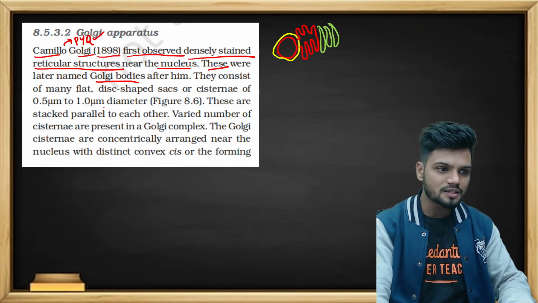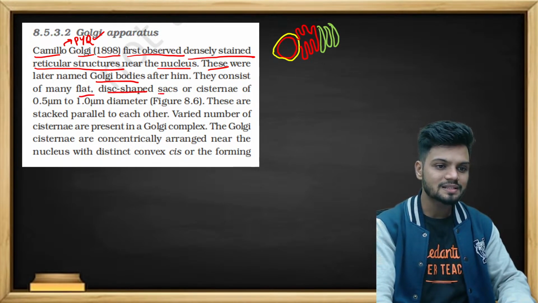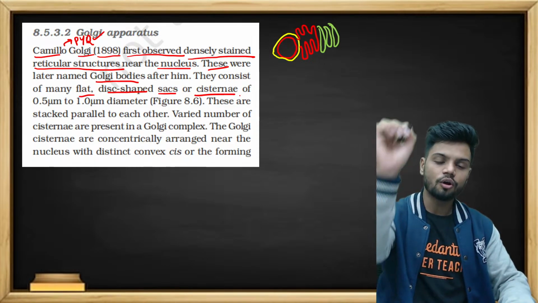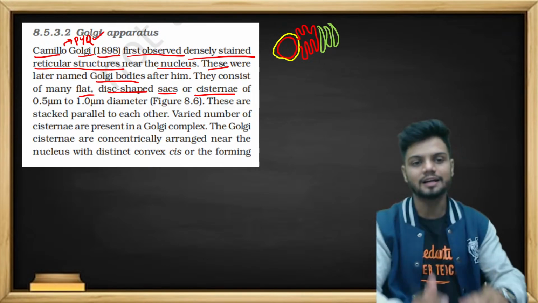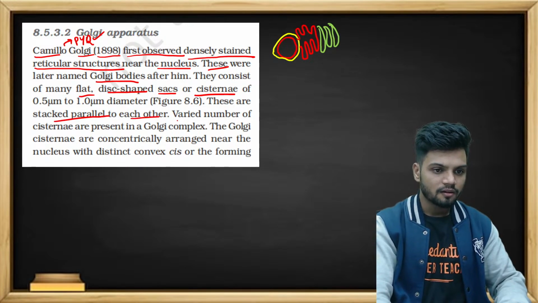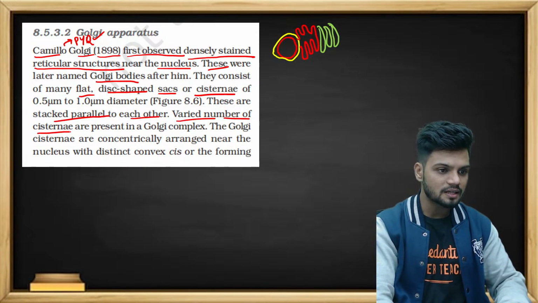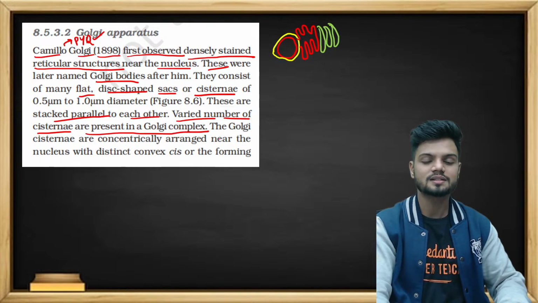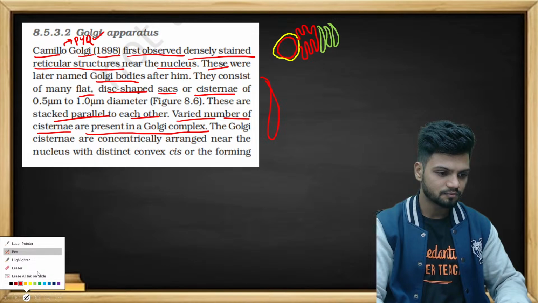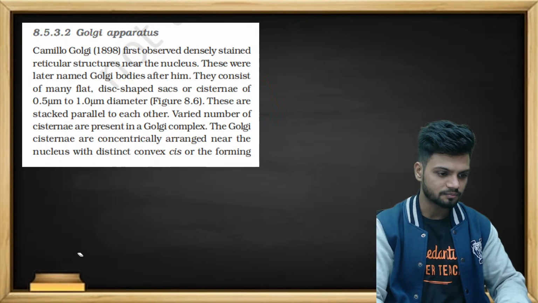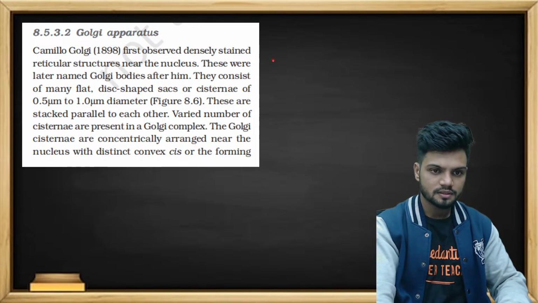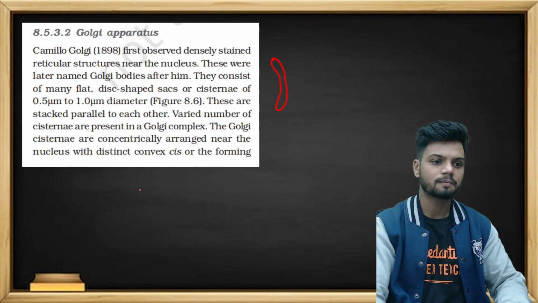They consist of many flat, disc-shaped sacs or cisternae. Cisternae are disc-shaped long stacks which are arranged parallel to each other. A varied number of cisternae are present in the Golgi complex, that is, the number can vary. This long structure is the cisternae, and the number can vary.